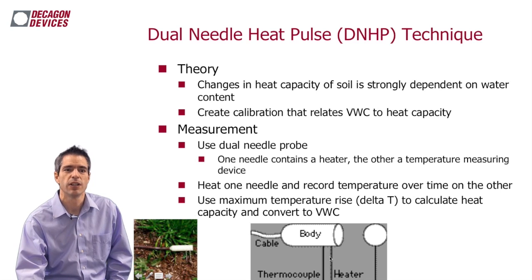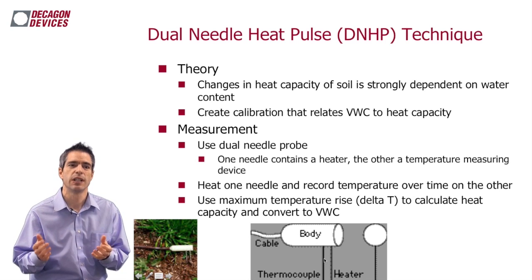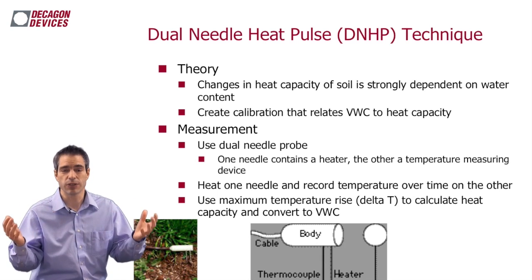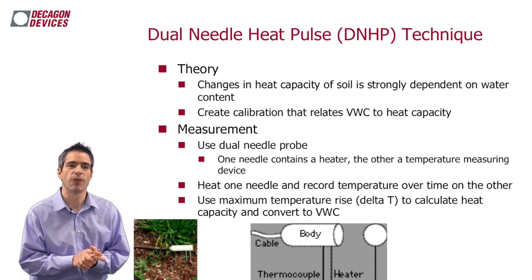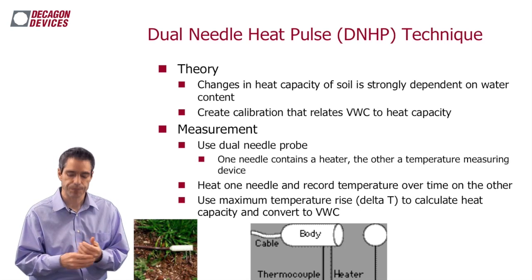This measurement is reasonably simple, and I have a little diagram here at the bottom of the slide where we have a heater here that is heating the soil for 8 seconds, and a needle that is 6 millimeters away measures that heat pulse as it comes from that first needle, and the maximum temperature recorded, this delta T, is related to the volumetric water content and the heat capacity of the soil.